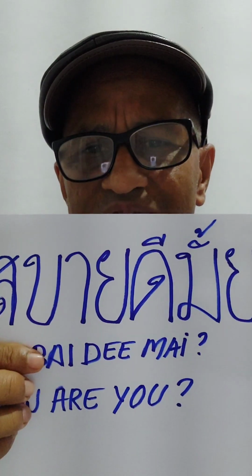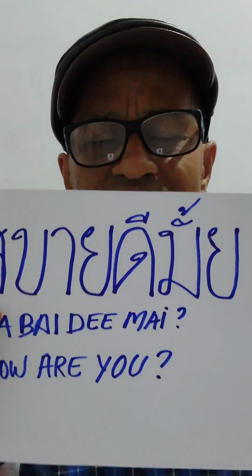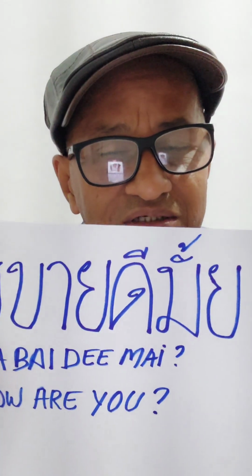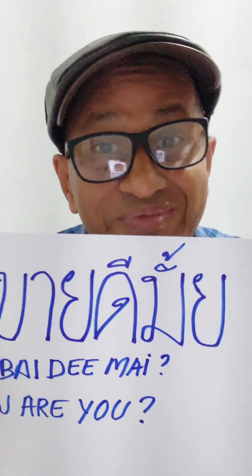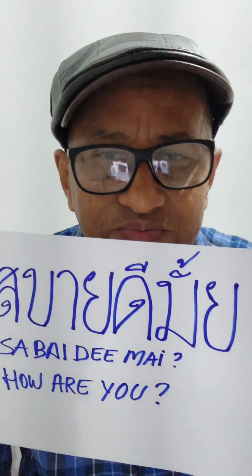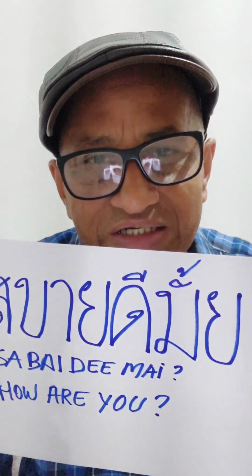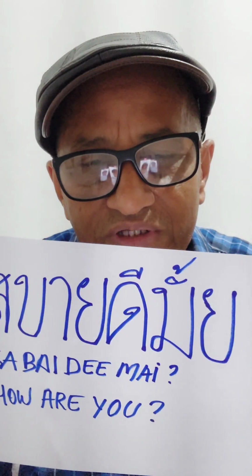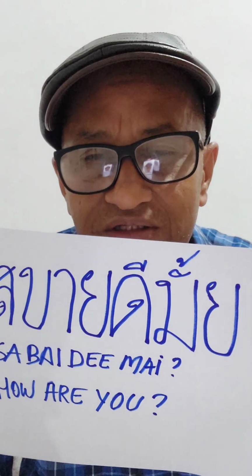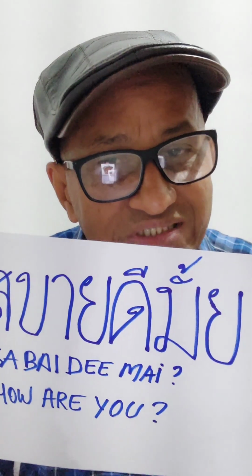How are you in Thai language is Sabai di mai. Okay, Sabai di mai. How are you in Thai language? Sabai di mai ka. Remember that men speaking must add krap at the end of this phrase, and a woman speaking must add ka at the end of the phrase.